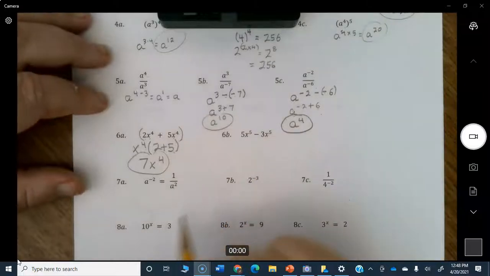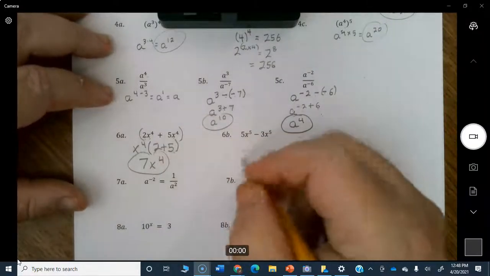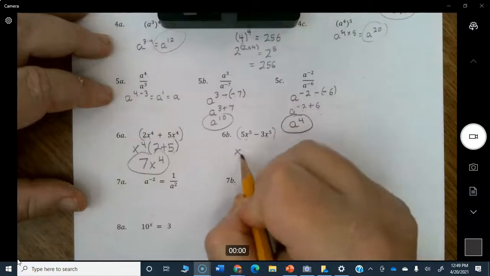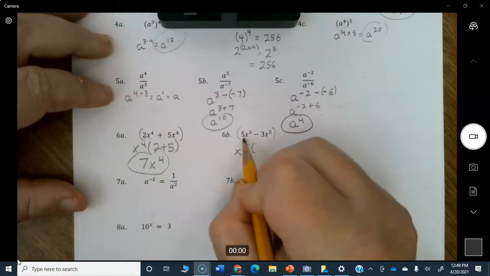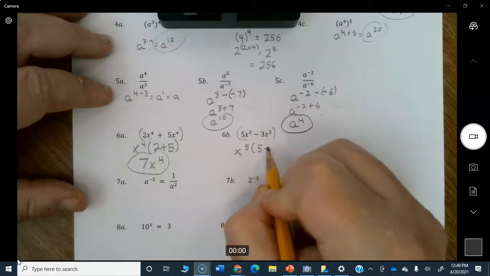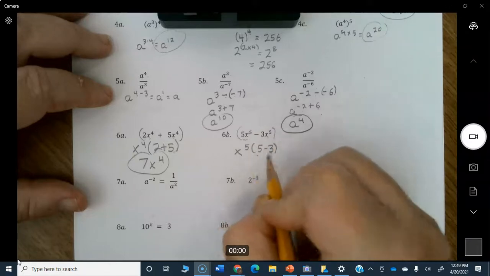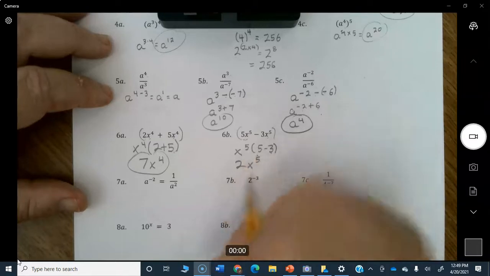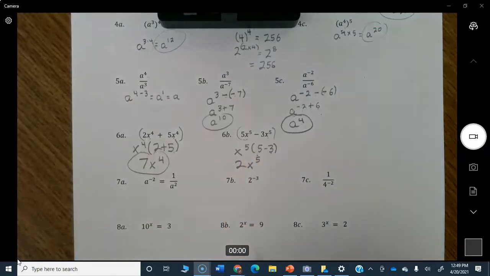All right, same thing for this one. Put parentheses around this. You're going to factor out the x to the 5th. Inside you have 5 minus 3. That equals 2, so you put 2x to the 5th. You just swap places there, and you got 2x to the 5th.